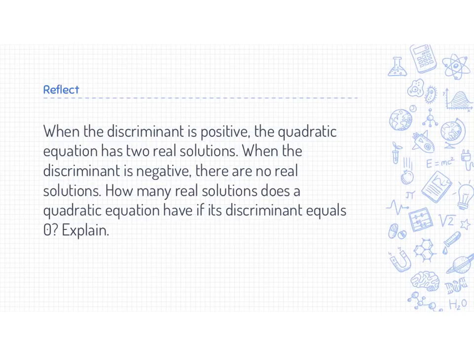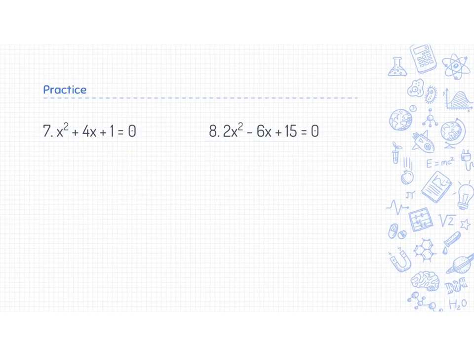Alright, so what I want you to do is reflect. When the discriminant is positive, the quadratic equation has 2 real solutions. We saw that. When the discriminant is negative, there are no real solutions. We saw that. How many solutions does a quadratic equation have if its discriminant equals 0? And then I want you to explain. So go ahead and take a minute, jot down your answers, and we will discuss this one when we come back into class. So this is your practice on checking the discriminant and how many real solutions there are. So go ahead and pause here so you can work through this.